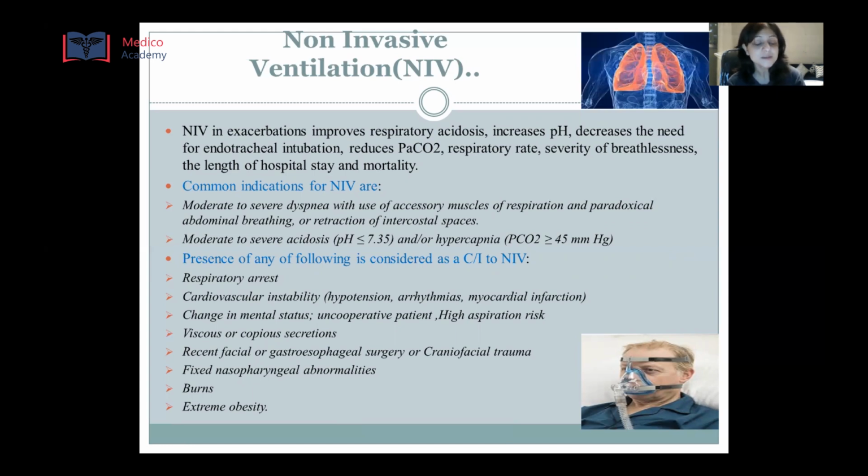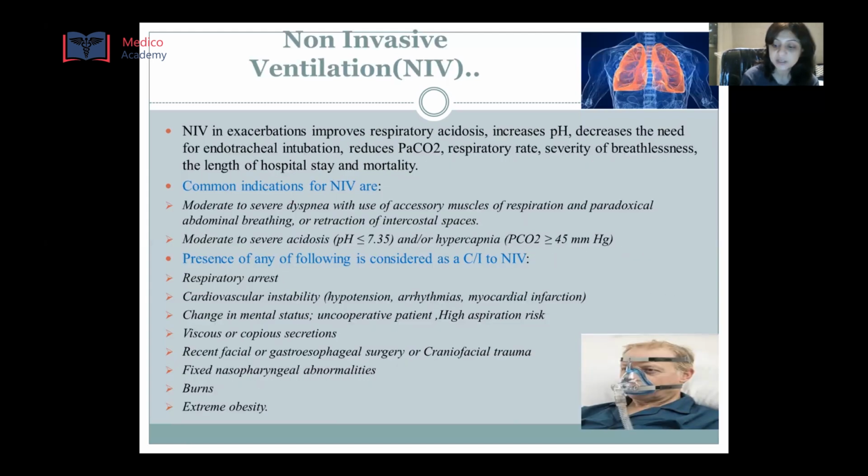Now, we have some conditions which are an absolute contraindication to NIV. One, respiratory arrest, cardiovascular instability like hypertension, arrhythmias, MI, changes in the mental status of the patient, uncooperative patient, patient at a very high risk of aspiration, viscous or copious secretions, any recent facial or gastroesophageal surgery or craniofacial trauma, fixed nasopharyngeal abnormalities, burns, extreme obesity. So these are the conditions where we need to rethink our use of NIV.